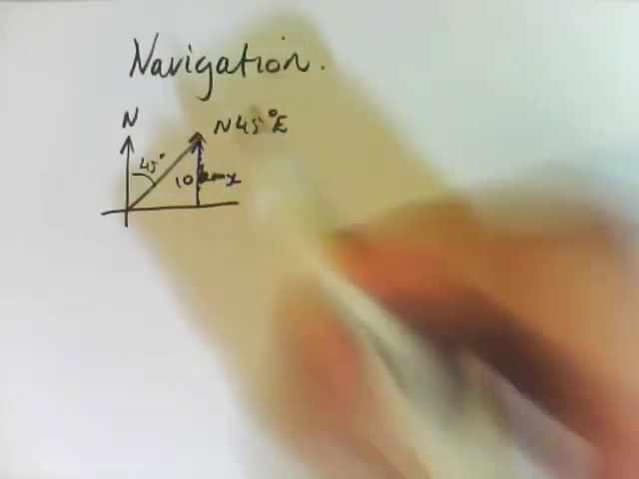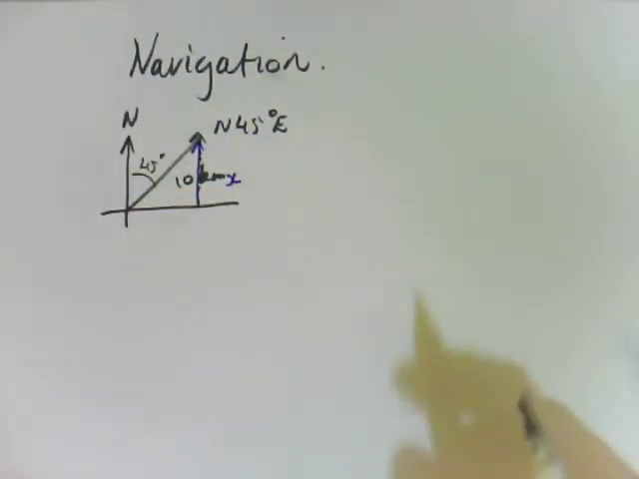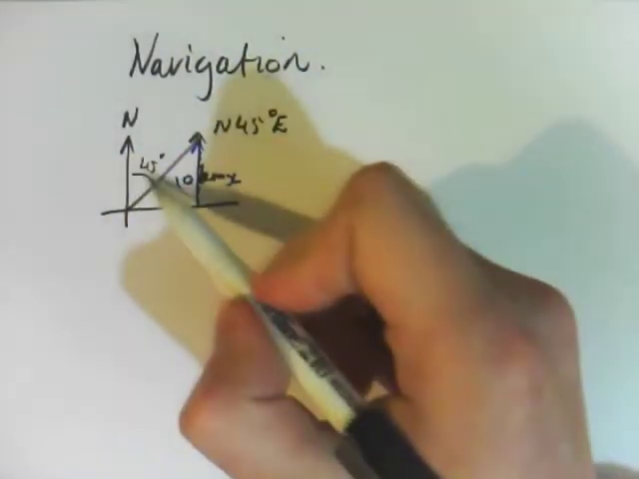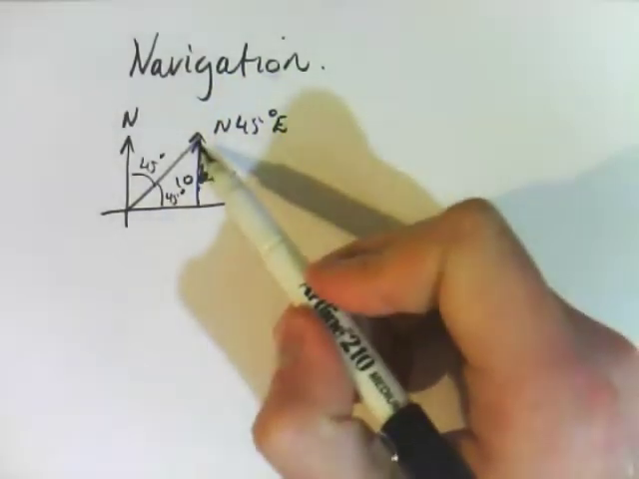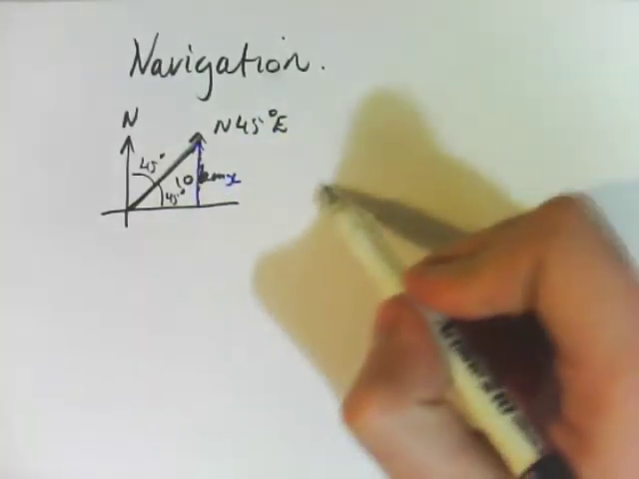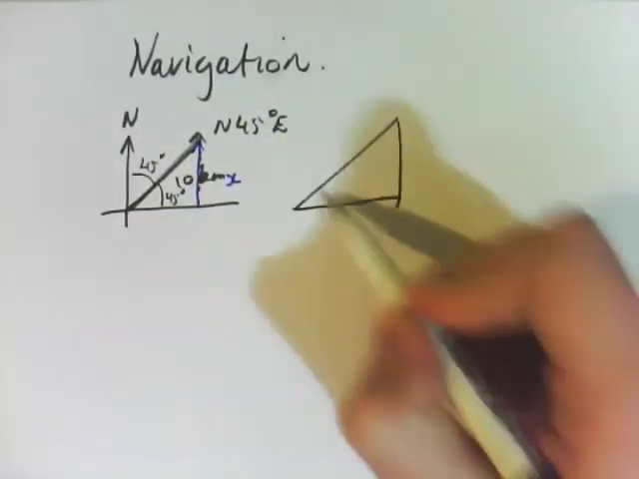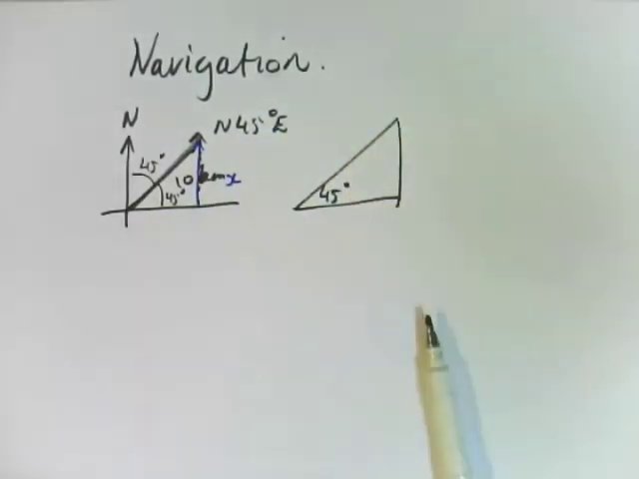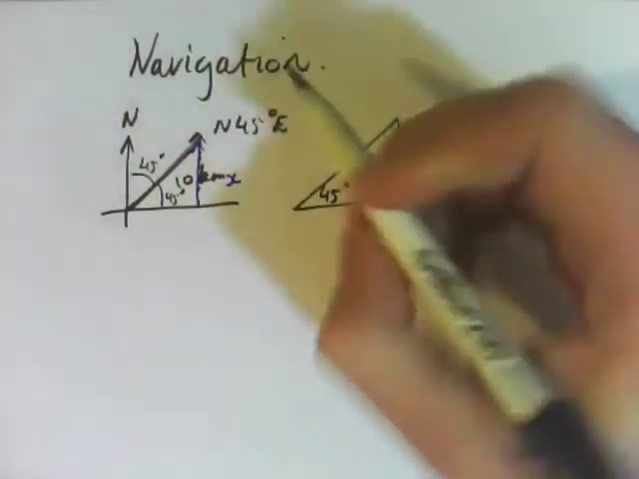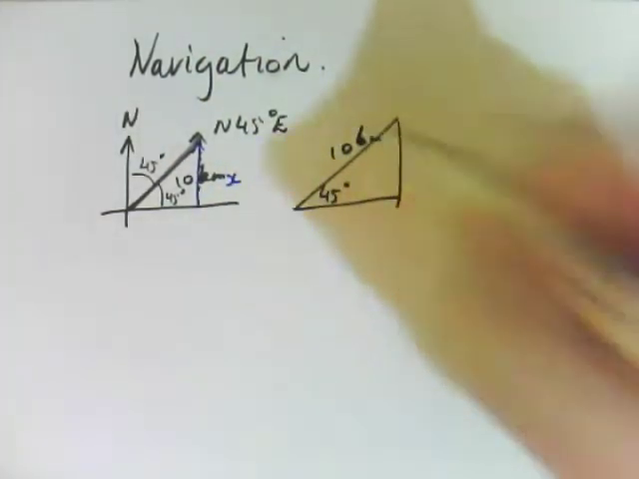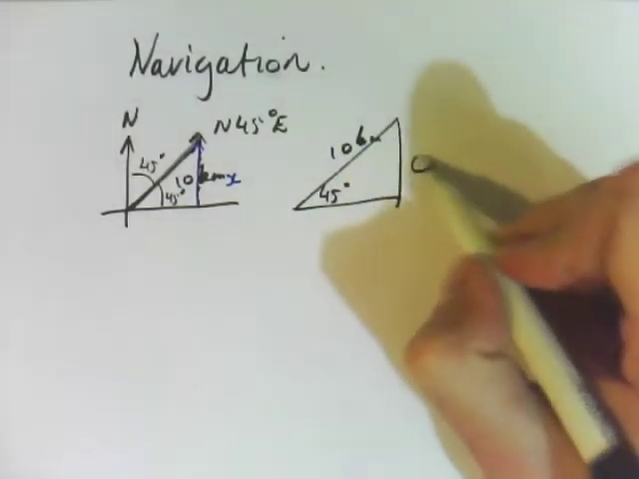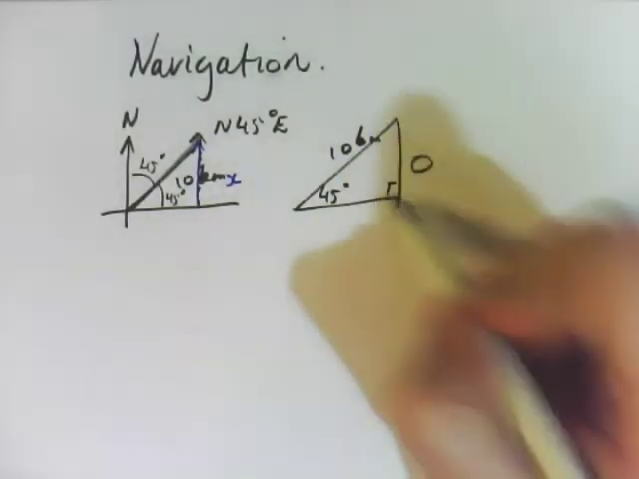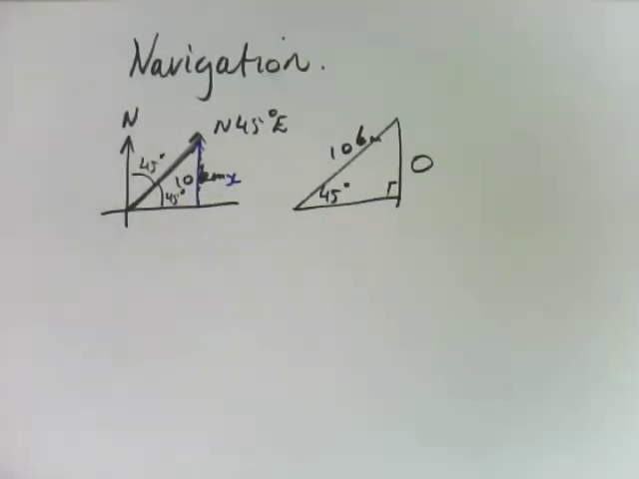So that's x. And this is just a standard trig question. If that's 45 degrees, then that's 45 degrees, and we've got this side here being 10. So if I redraw my triangle, that being 45 degrees, this being 10 kilometres, I can then work out what this distance is here. How? Quite easily. We just use trig.